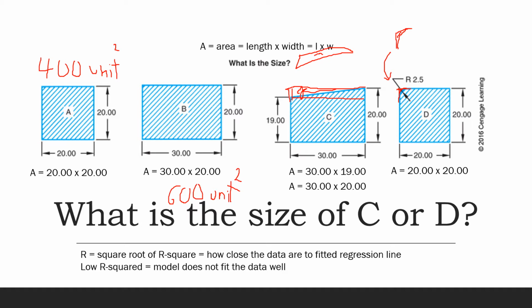So all you have to do is write the size of C is less than 600 unit square. I'm not going to write "unit" anymore, just unit square.